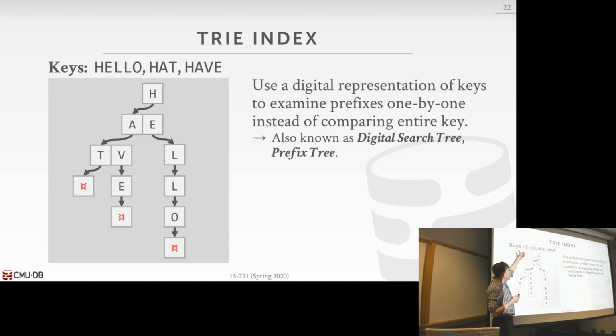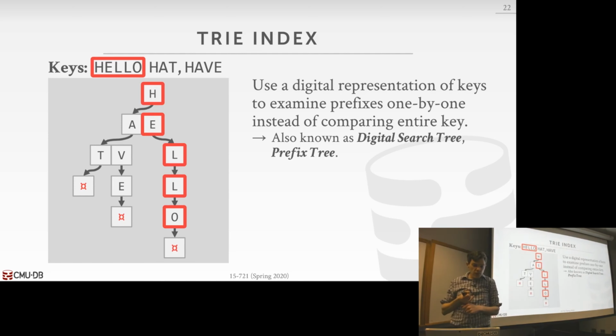So in the case of this data set here, I have hello, hat, and have. At the first level, I'll have H because that's being shared by all the keys, and then I can have a path down just for hello. And then just like in a B plus tree, down below at the bottom will be the pointer to the actual tuple that's represented by this key, right?